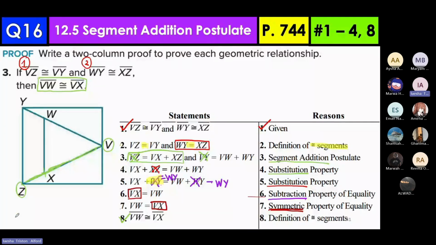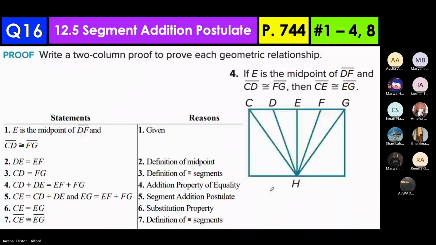From 7 to 8, what happened there? Replace the equal with congruent. So this one, congruent segments. Number 4, similar, but this one talks about midpoint. So the first given, this is given number 1, and this is given number 2. So they are here in line number 1. The reason given.